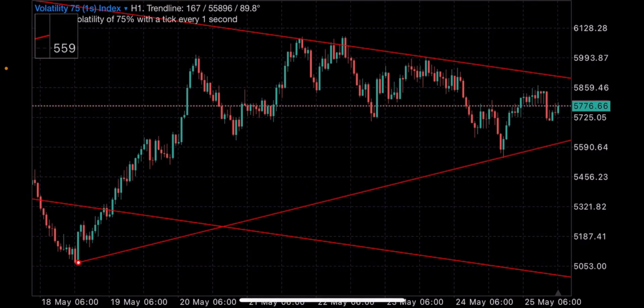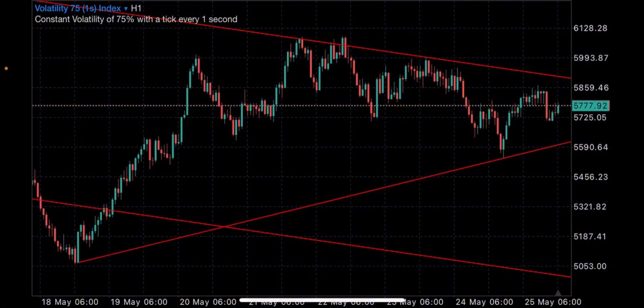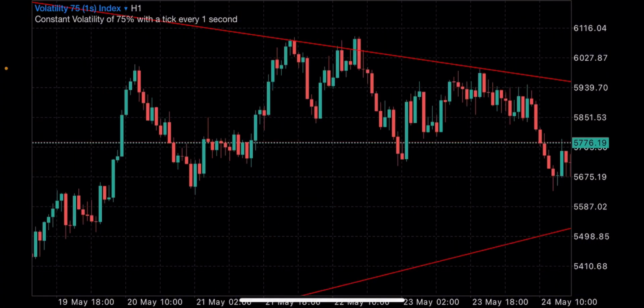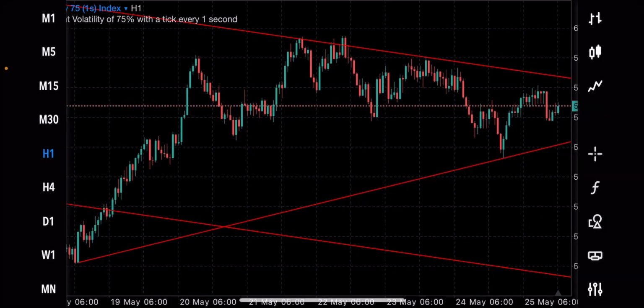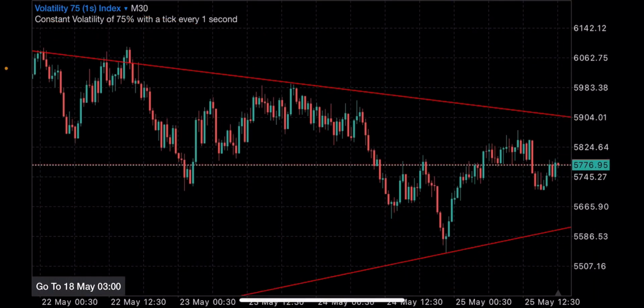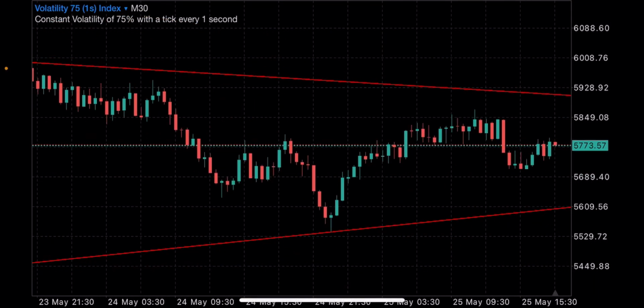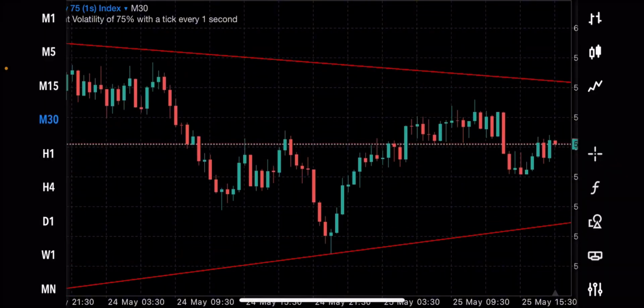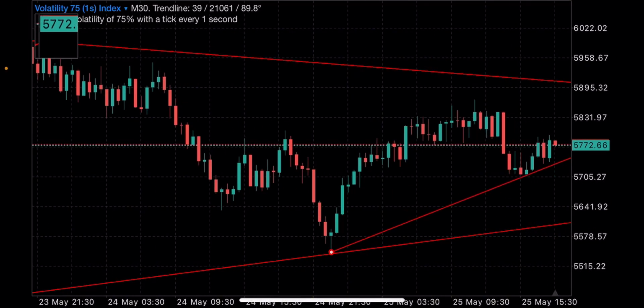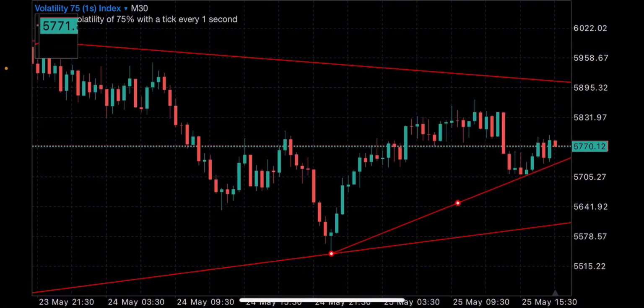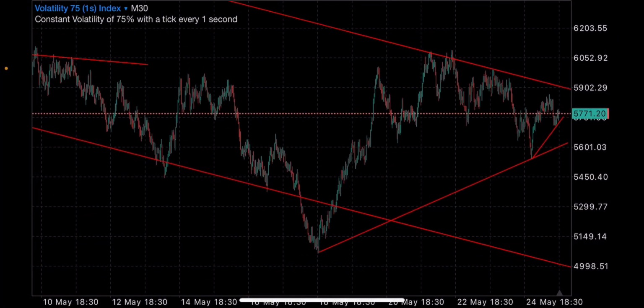So let's mark out this point here. Now, what's next? I'm going to go to the M30 candlestick time frame to see what the market movement is all about. So we're going to draw another trend line from this low again. Now we're going to look if the buyers are done buying the markets. So we can mark out this point here.